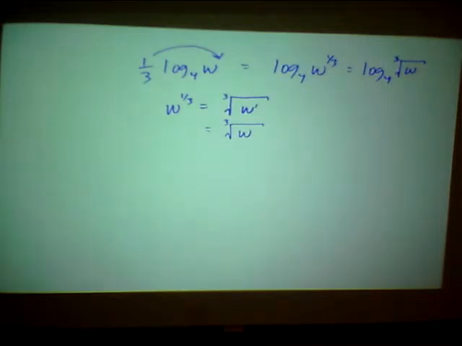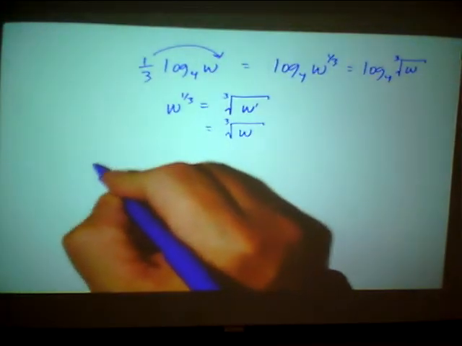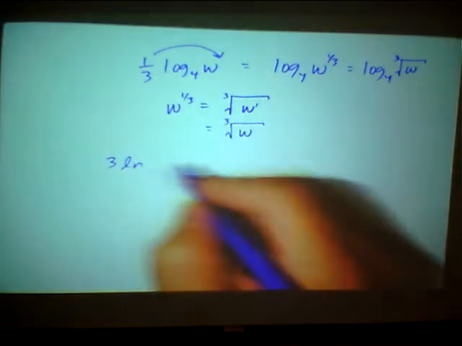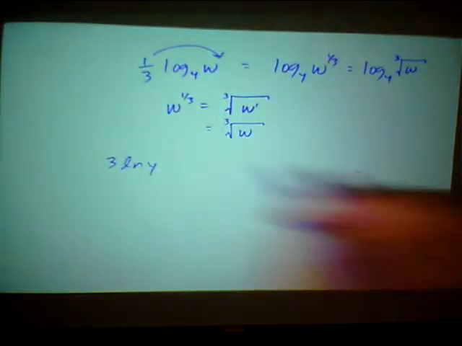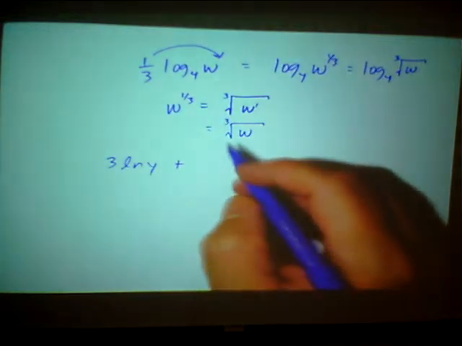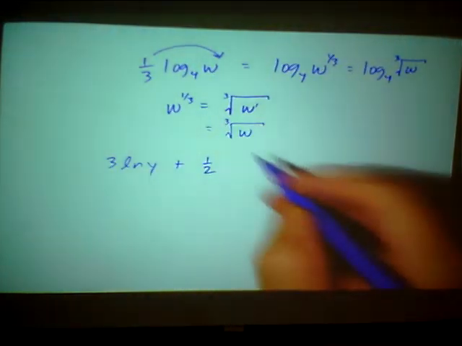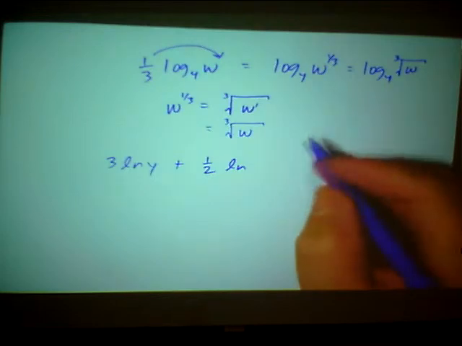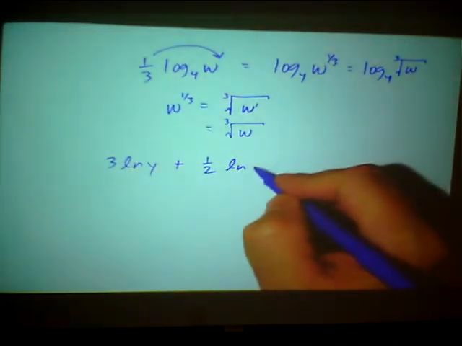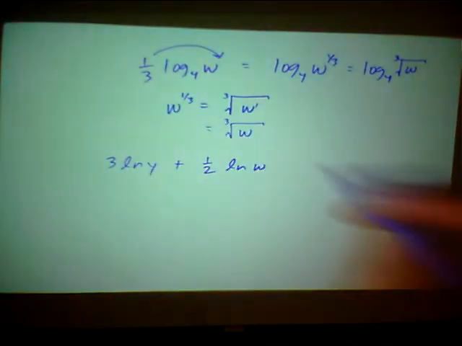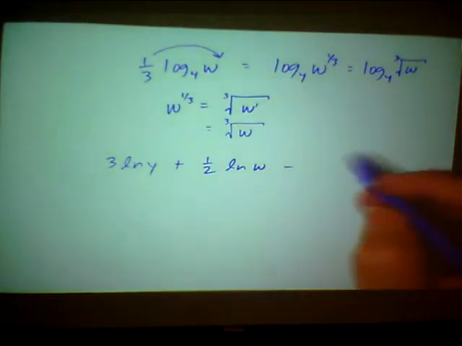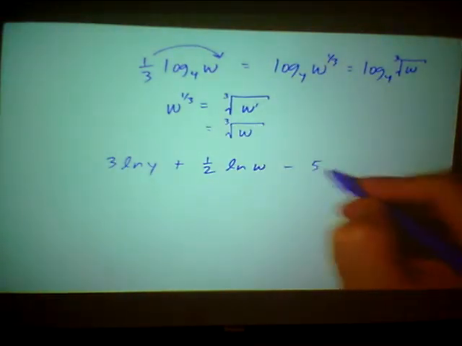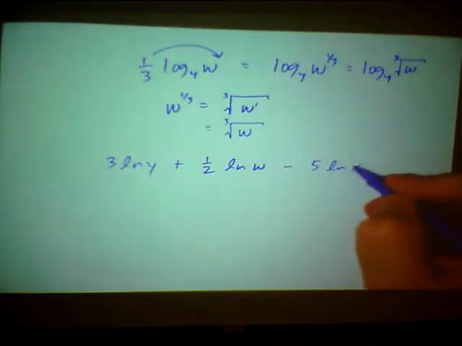So now, having realized that, now let's look at a problem like this. And let's use natural log just to keep in the practice of using natural logs also. 3 natural log y plus 1/2 natural log of w minus 5 natural log of x.